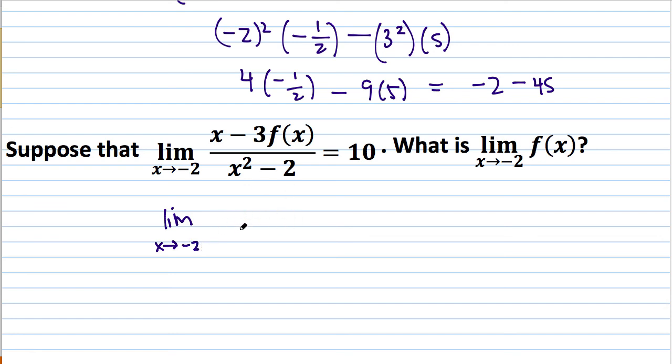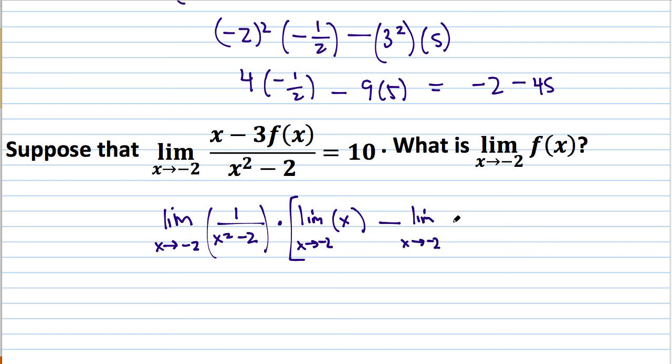And if we break this up, we can say that it's the same as 1 over x squared minus 2, times the limit as x approaches negative 2 of x, minus the limit as x approaches negative 2 of 3f of x, and this is all equal to 10.